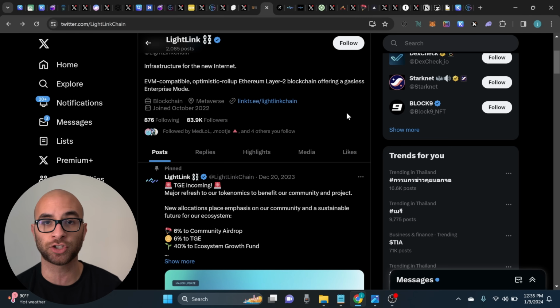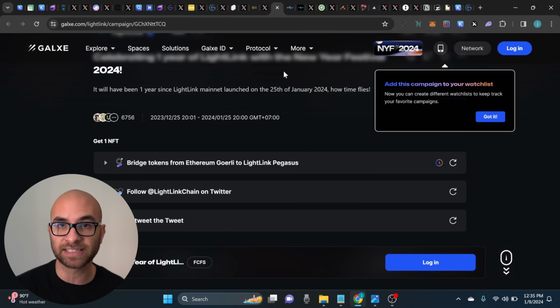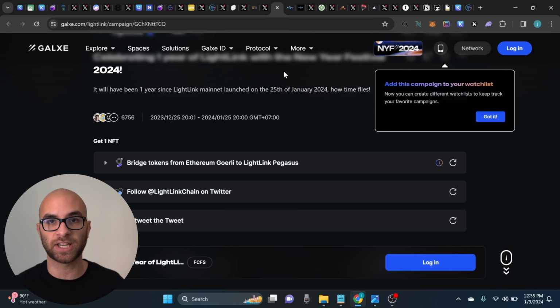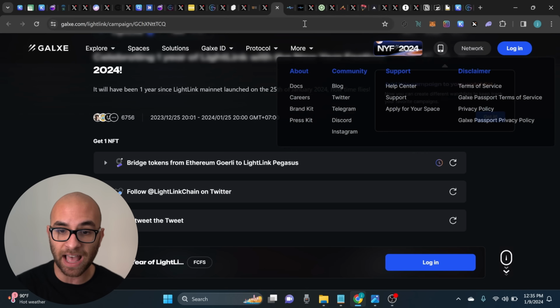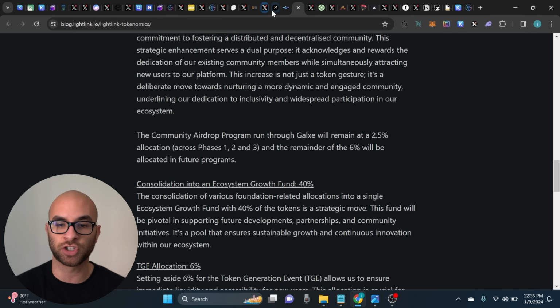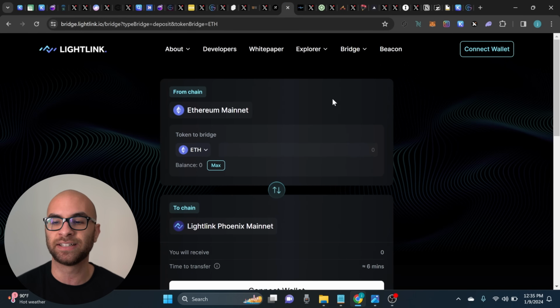So this is another layer 2 that just recently decided to pivot and start using Celestia in their modular ecosystem. One of the big things that you can do is complete their galaxy and start having a chance at getting the airdrop. Now, they already had a 2.5% airdrop simply for those that completed their galaxy, but if you look at their article, guys, they're actually increasing this 2.5% to a 6%, and they're going to have an additional 1, 2, and 3 phases where the remainder of this 6% is going to be released. So there's a chance to still get this airdrop if you complete their galaxy and also go into their bridge.